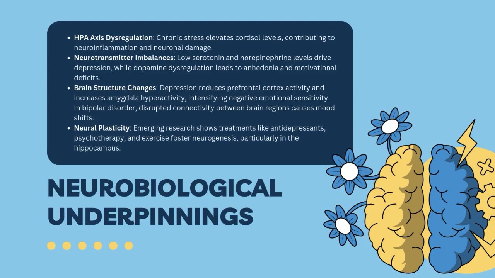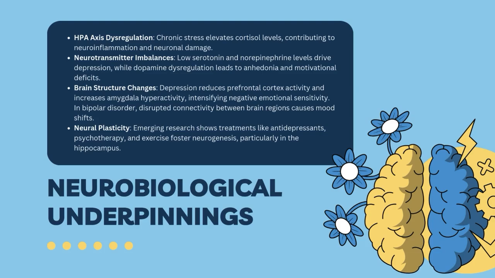And I also want to make sure that we're talking about the neurobiological underpinnings, or really what's going on in the brain. So, mood disorders like depression and bipolar disorder are deeply tied to the neurobiological processes that influence both the brain's structure and function. The hypothalamic pituitary adrenal, or HPA axis, plays a critical role in regulating stress.